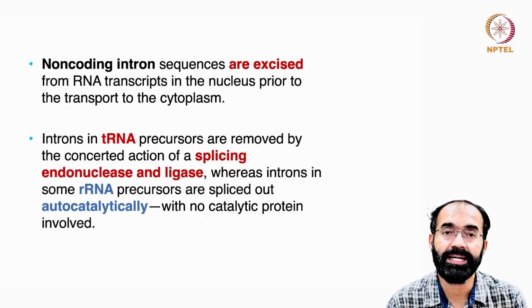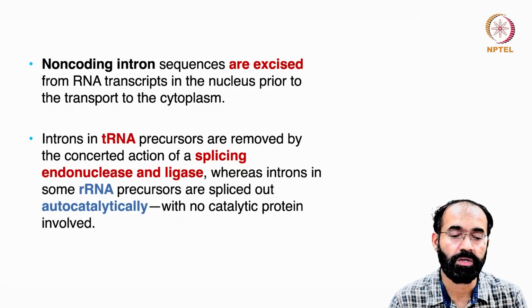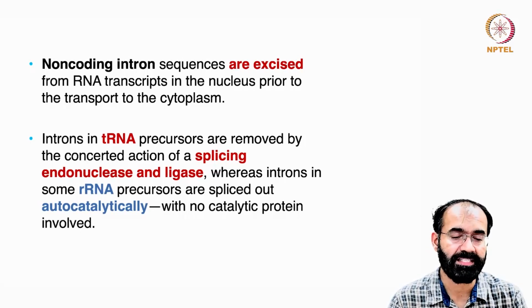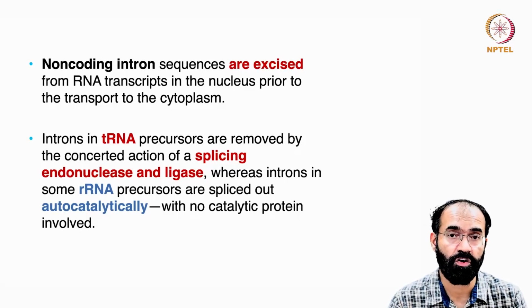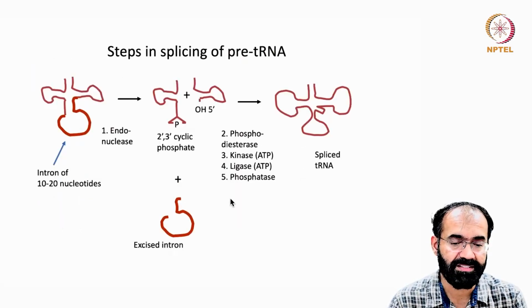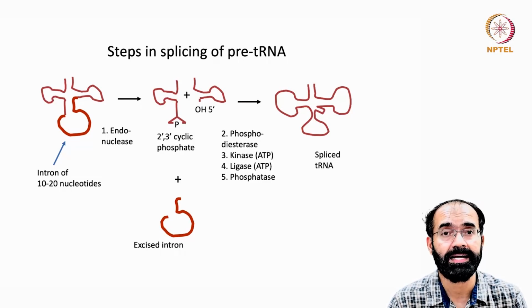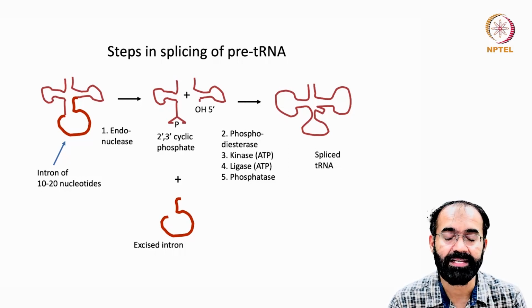So non-coding intron sequences are excised from the RNA transcripts in the nucleus prior to transport into the cytoplasm. Introns present in the tRNA precursors are removed by the concerted action of both splicing endonuclease and the ligase. So all these enzymes should act together. As you saw in the previous slide, you have to have a phosphodiesterase and kinase. Kinase is an enzyme that can make use of ATP and add a phosphate group to a target protein. And then you have a ligase, which also utilizes ATP, and then you have a phosphatase.